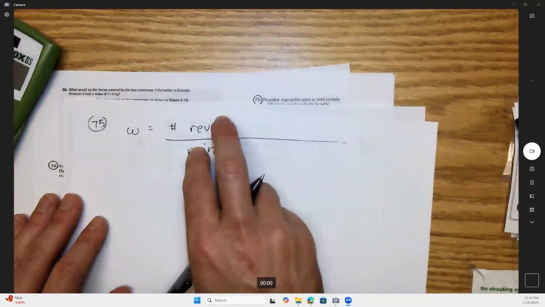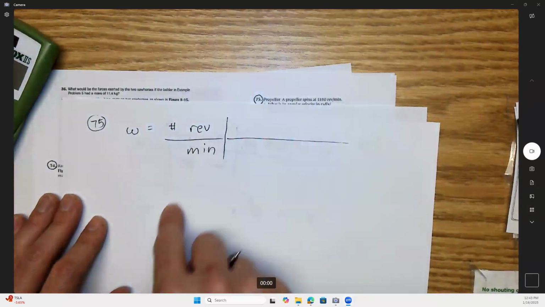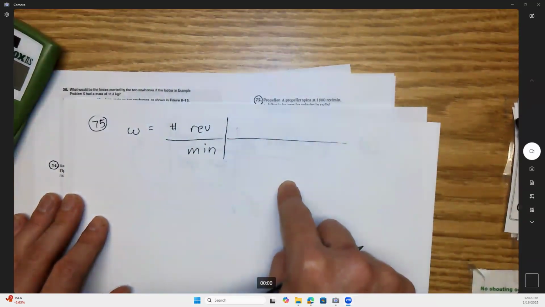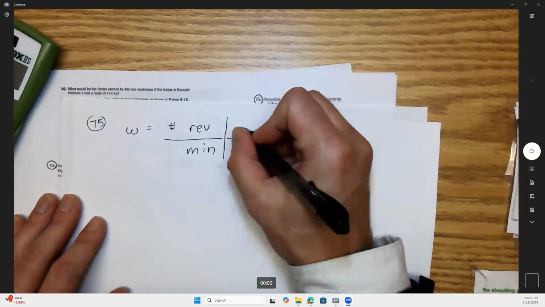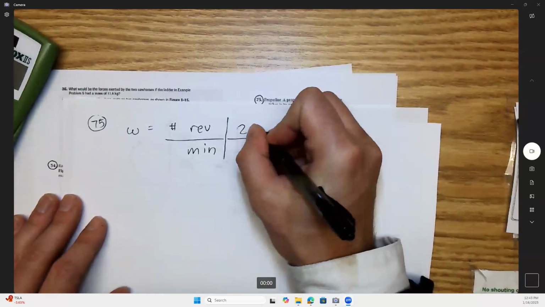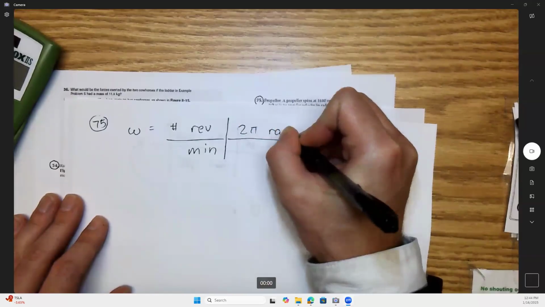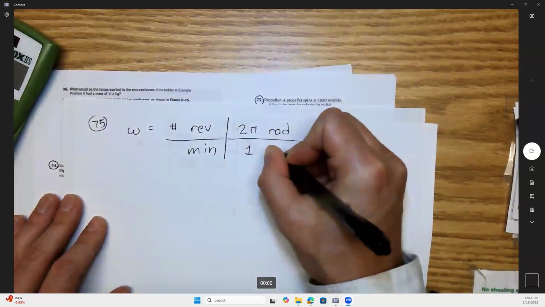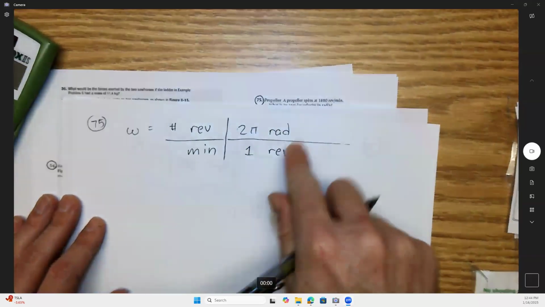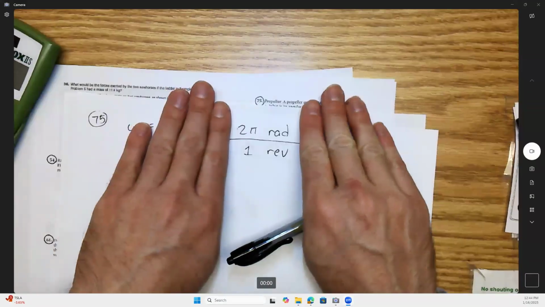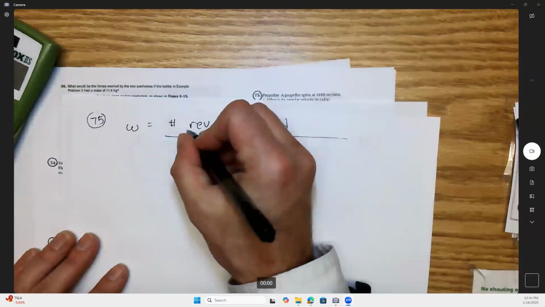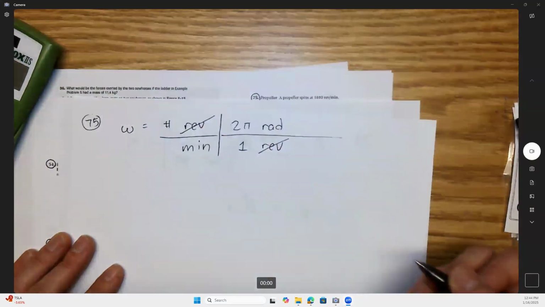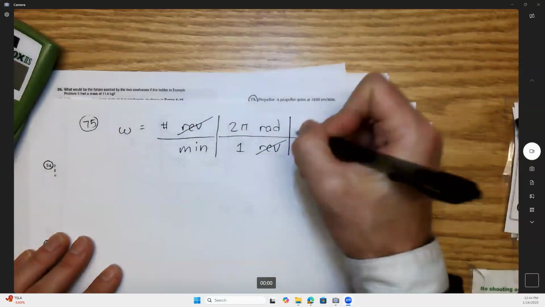Well, let's do one piece at a time. Guys, one revolution is how many radians again? 2 pi. Does the number 2 pi go on top or on bottom? It has to go on top because it's attached to radians. And then per one revolution, that fraction is equal to 1 because numerator and denominator are physically the same. You see I set it up in such a way that revolutions cancels. Now I have radians per minute.